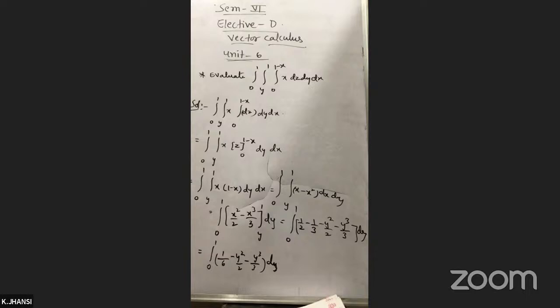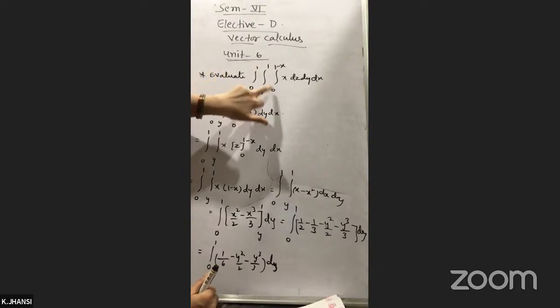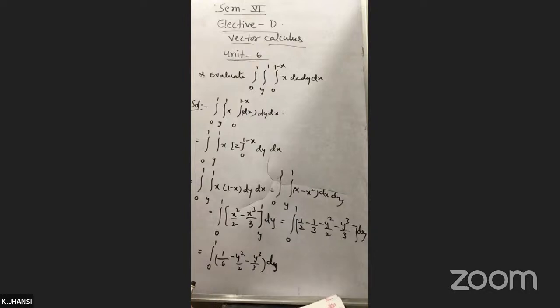So here, the y value we have is from 0 to 1, the x value is from y to 1, and the z value is from 0 to 1 minus x. So these are the limits of the functions. First we have done the integration of z and substituted the limit values.